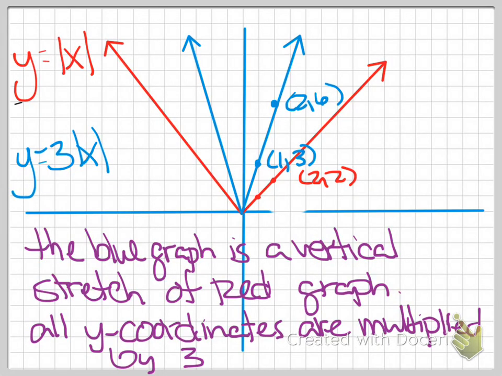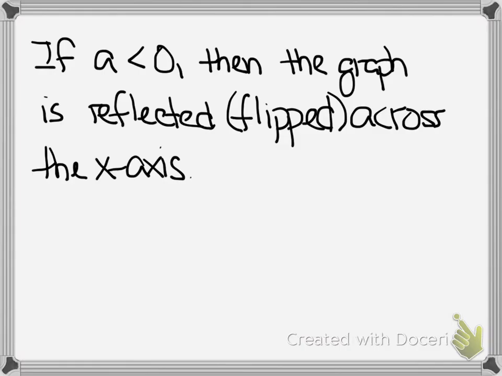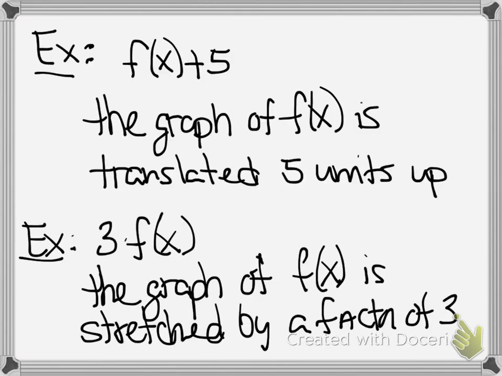So the red function is y equals the absolute value of x. The blue function is the transformation 3 times the absolute value of x. The blue graph is a vertical stretch of the red graph. All the y coordinates are multiplied by 3. Now, if a is less than 0, then the graph is reflected or flipped across the x-axis.